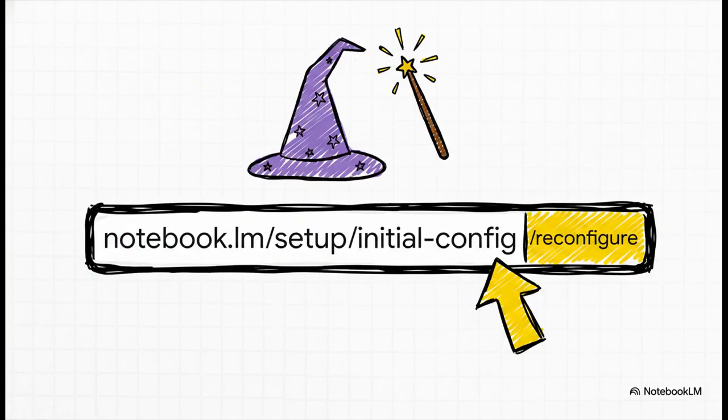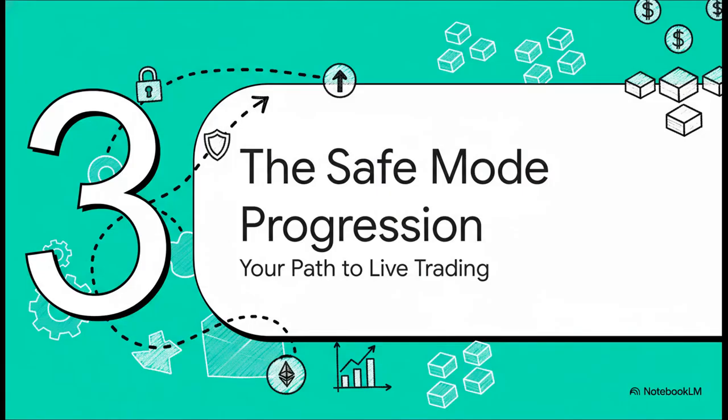And don't worry, if you skip adding your wallet now and want to add it later, you don't have to start all over. Just go to your dashboard's web address and add /reconfigure to the end. That'll bring the setup wizard right back up. Easy.